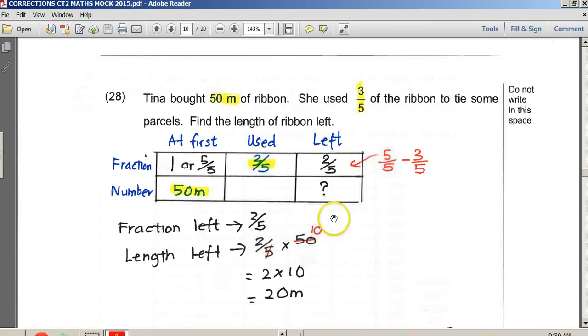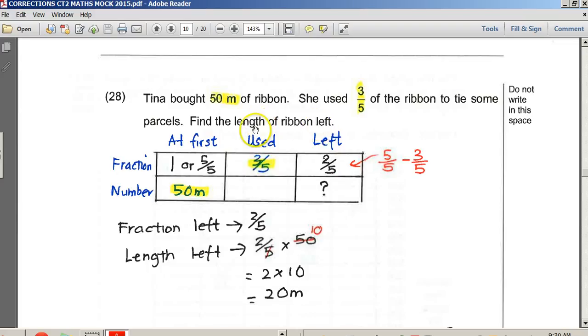Okay, many of you got this correct, but it would be good for you to visualize the whole problem this way. At first, she had 50 meters of ribbon. In numbers it is 50 meters. In fraction it is 1 whole, or 5/5. The fraction used given is 3/5, right? What you need to do is to find out the length of the ribbon left.